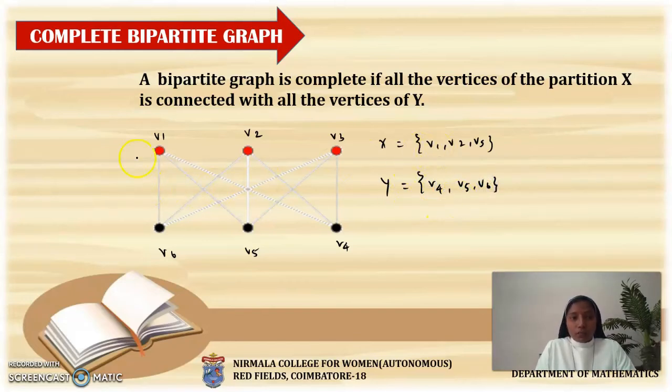Now look at this V1. This V1 is connected with V6, V5 and V4. These 3 are the elements of Y. And similarly, when you consider V2 and V3 also, they are connected with all the vertices of Y. And when you consider the vertices in Y, they are connected with the vertices of X. Therefore, this is an example for complete bipartite graph.